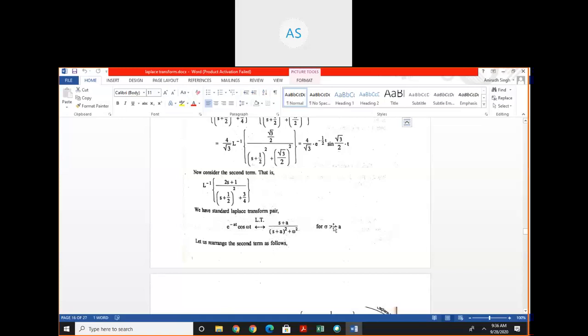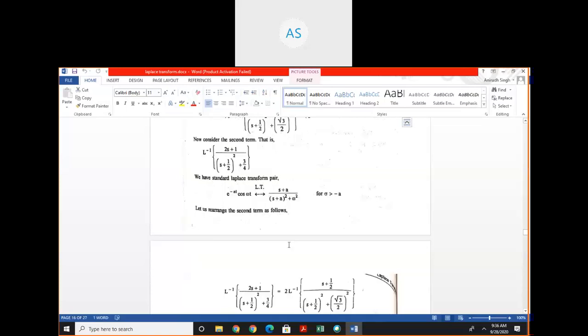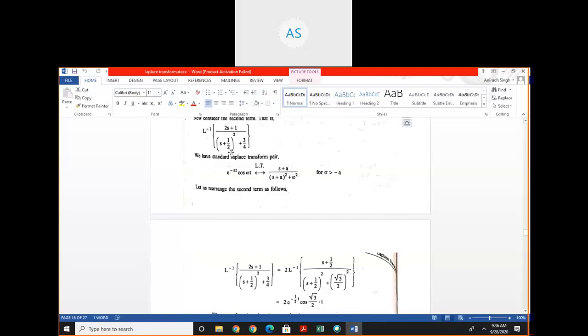Similarly, for the second case, for this term, we use the standard Laplace transform pair: exponential minus at cos omega t is equal to s plus a divided by the square of s plus a plus omega squared, and this is the ROC of this term.